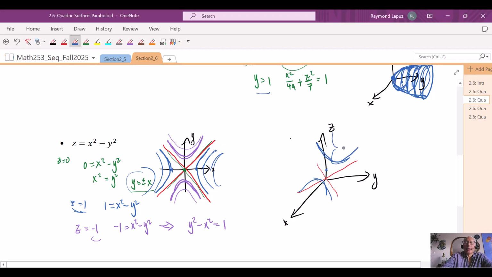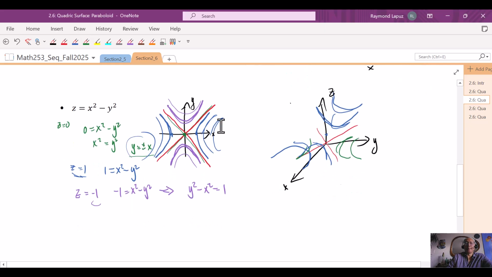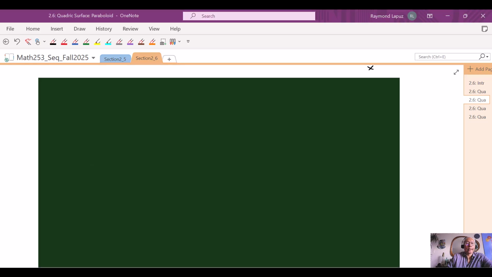And then as you get higher and higher, you have these things that go higher and higher. And then down below the xy plane, you would get these hyperbolas that are going down there. So again, it looks not very surface-like shape, but let's take a look at our Calc-Plot3D.